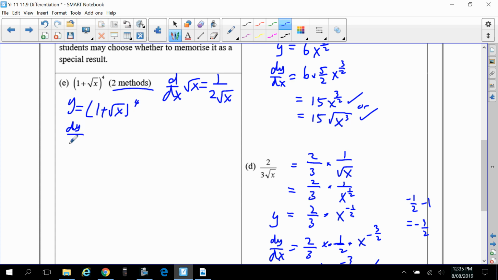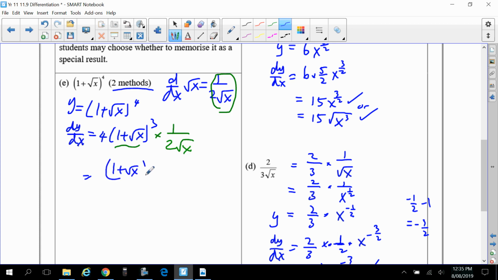So do dy on dx, 4, 1 plus root x cubed, right? And what's inside when you differentiate? Oh, this thing, if you remember that, right? See, it's very convenient. And the 2 gets cancelled with 4, so you get 1 plus root x cubed over root x, right? There's a 2. The 2 and 4 get cancelled, right? That's method 1.